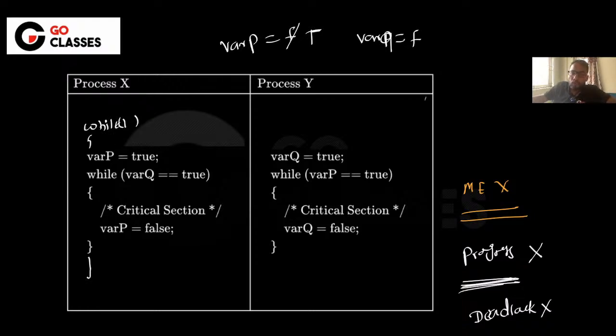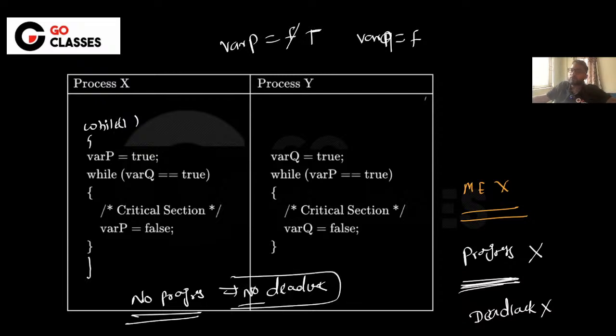See, no progress does not always mean deadlock. If you remember, I said that I will clarify this. So no progress does not always mean deadlock. Progress is not there because of the first condition here, but the deadlock is actually not there. In this case, progress is not there, and deadlock is also not there.